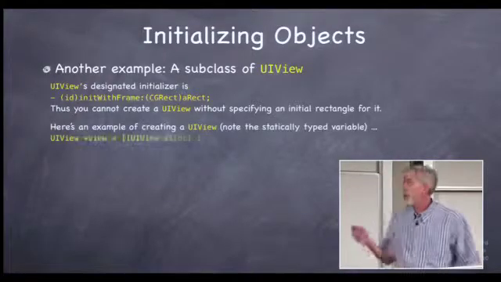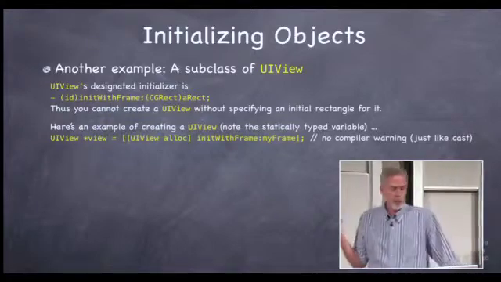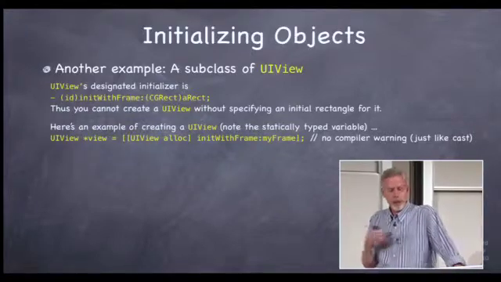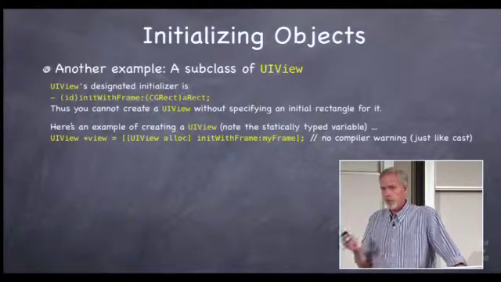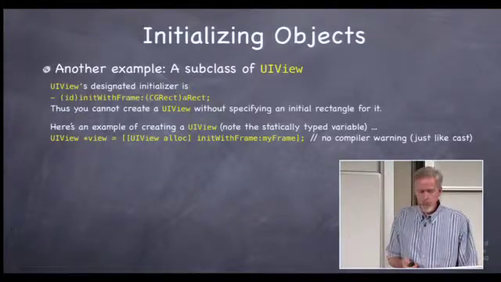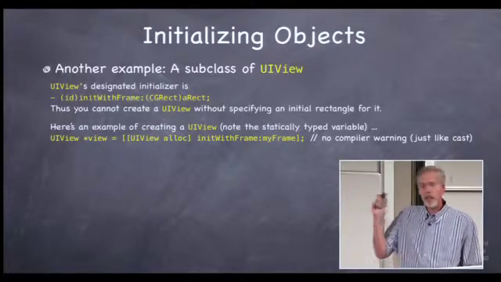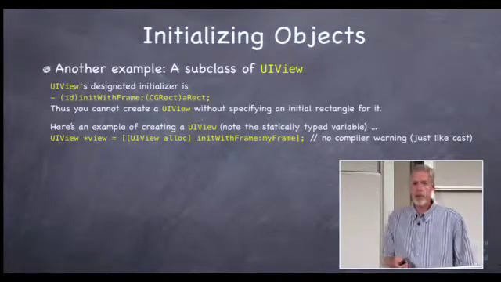And so here's an example of creating a view. UIView star equals UIView alloc initWithFrame myFrame, where myFrame is some rectangle on screen. And this would not generate a warning because again, you're casting and the compiler figures you know what you're doing here.